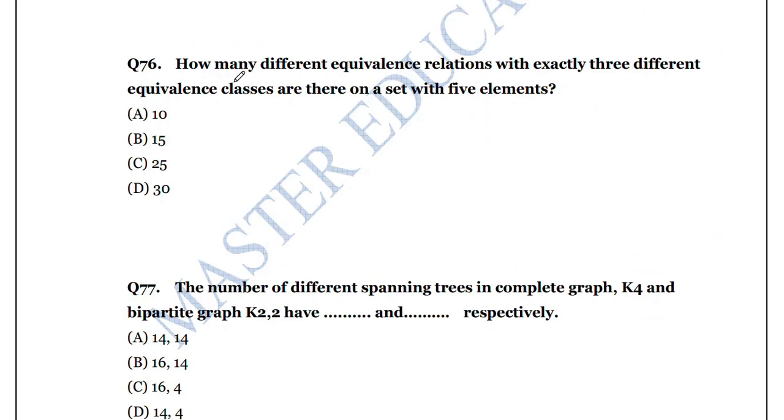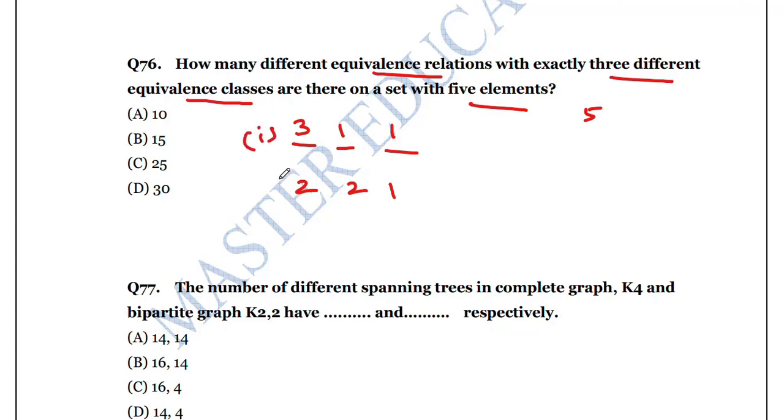Yes. The next question is, how many different equivalence relations with exactly 3 different equivalence classes are there on a set with 5 elements? So totally 5 elements. How can I split them into 3 different equivalence classes? I can split as 3, 1, 1, or I can split as 2, 2, 1.